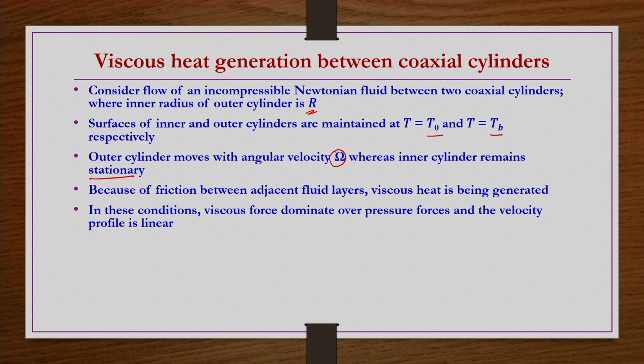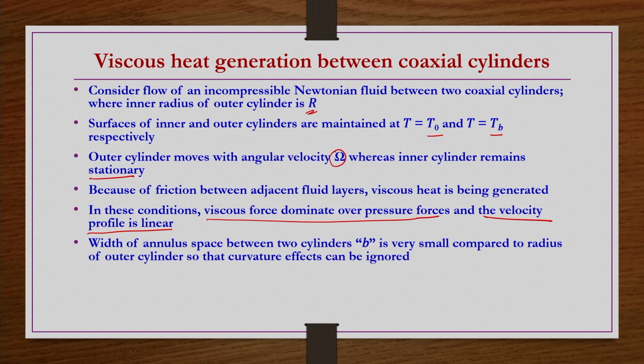In these conditions, viscous force dominates over the pressure force, which is one condition given, and the velocity profile is linear, which is another condition given. The width of the annular space between the two cylinders, B, is very small compared to the radius of the outer cylinder, capital R, so that curvature effects can be ignored, that is, B is much smaller than R. If we do not consider the curvature effects, then even for the cylindrical geometry we can solve the problem in the Cartesian coordinate system. That we see now.